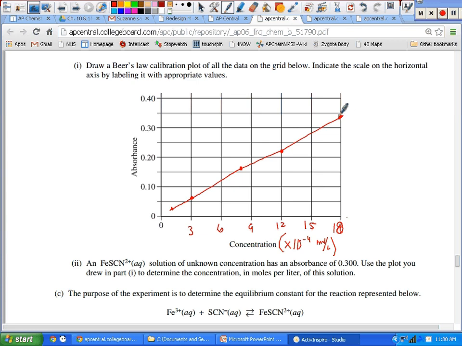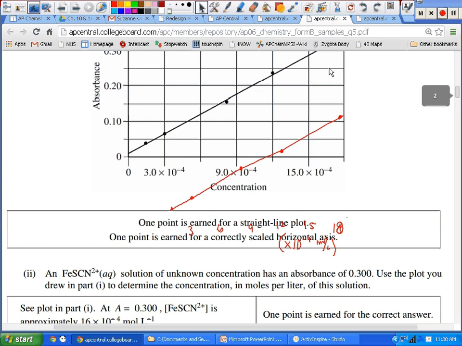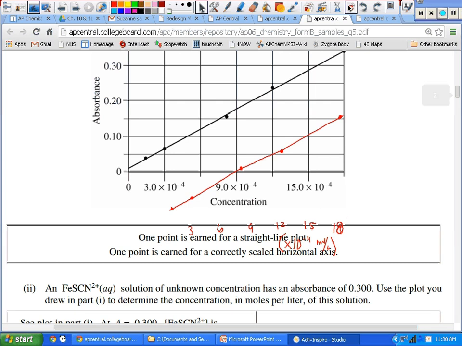Let me just show you their key, just to show you what they did. Is that almost exactly what we did? Okay. Now, their labels at the bottom, they only did 3, 9, 15. I'm going to be honest, I would go the safe way, label everything. And again, if you did what I did with the times 10 to the negative 14th, then that's perfectly fine. So how could you have earned points? 1 point is earned for a straight line plot, and 1 point is earned for a correctly scaled horizontal axis. Well, you wouldn't have known it was a straight line unless you plotted the points. Does that make sense?